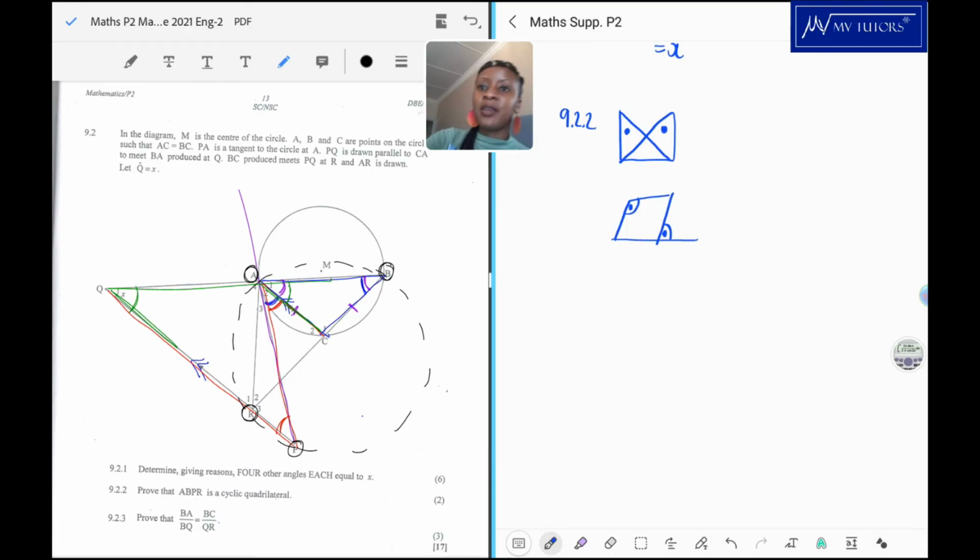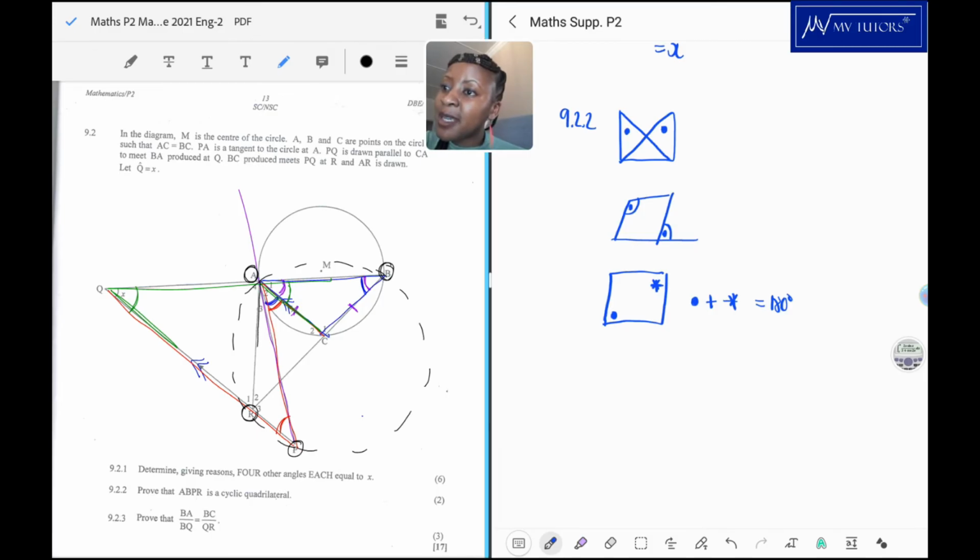The last way you can prove that it's a cyclic quad is if you have opposite angles and you know that they are supplementary. So basically, if I add those 2 angles, I should get 180. So you don't have to prove all 3, just 1 is enough. And you can see it's 2 marks, right? So what can we do here? What can we use? We have our cyclic quad here.